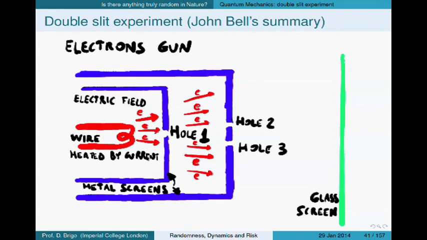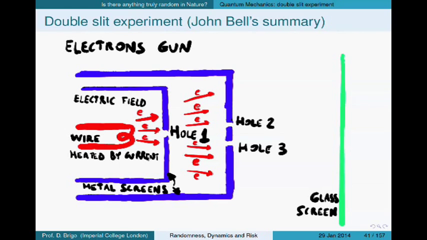So let's see why there are mainstream interpretations of quantum theory that think that the universe is truly random at the fundamental objective level. And the way to look at this is an experiment that is called a double slit experiment. And this version I'm showing you is the version by John Bell, the famous physicist of Bell's inequality.